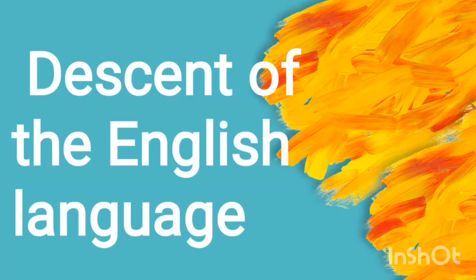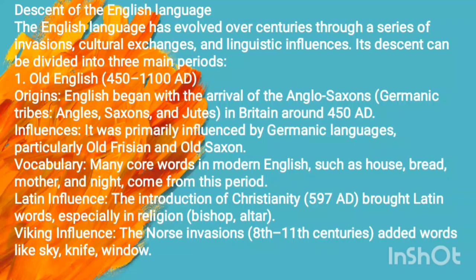Let's see the next concept of Unit 2, descent of the English language in the diachronic approach. The English language has undergone significant change over time due to invasion, cultural exchange and linguistic influence. Its evolution can be divided into three main periods. First one is Old English, next one is Middle English, next third one is Modern English.